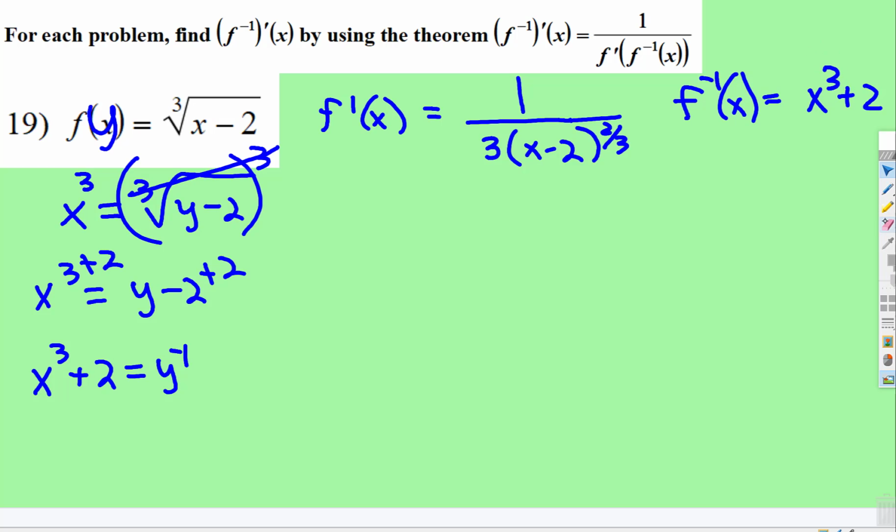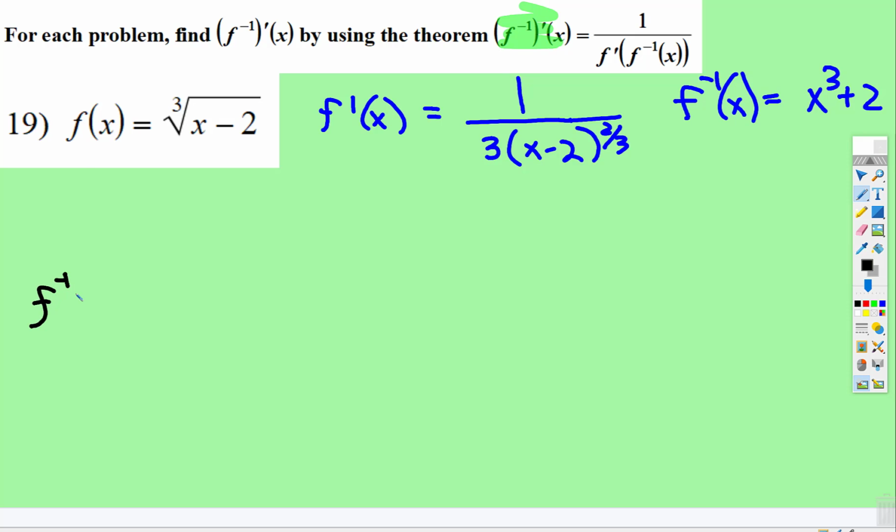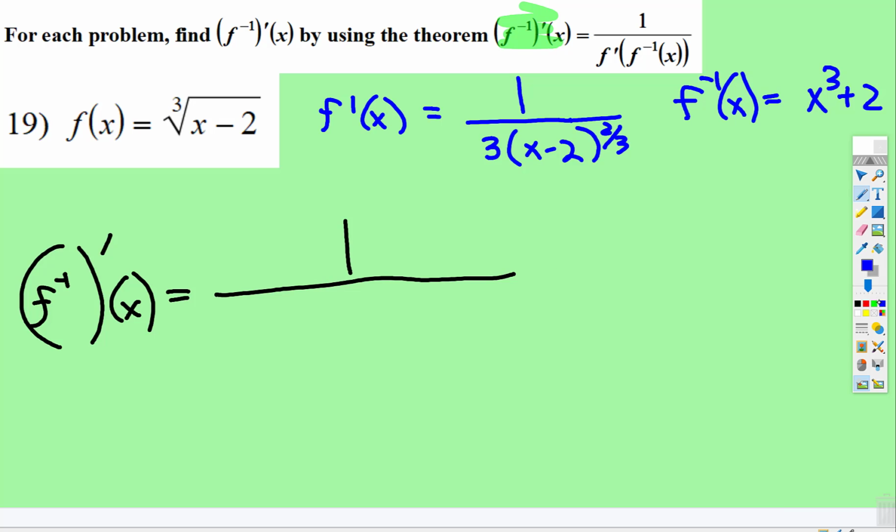So now we just take the formula up here and write, the derivative of the inverse is equal to 1 over the derivative. There's another fraction, so 1 over 3 x subtract 2, so I'm going to put that in big parentheses to the 2/3, and that's x subtract 2.